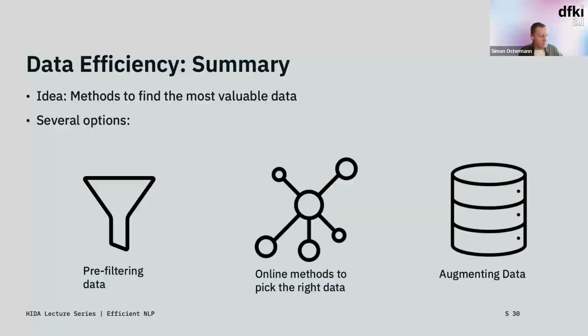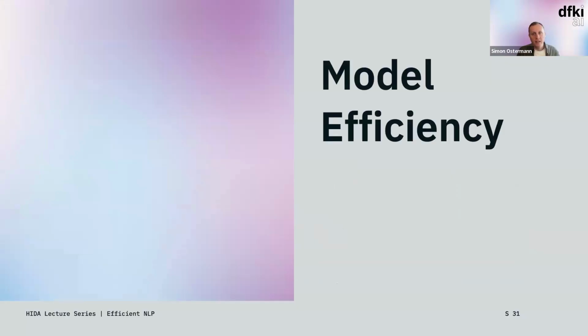Right, and this basically sums up the first part, which is data efficiency, where the idea is to find the most valuable data, to make the most out of the available data, or to increase the data that you have. So we talked about pre-filtering, online methods to pick the right data, and augmenting data. But as I said, this is just the tip of the iceberg and a very rough overview over what is done. Right, with that, let's move to model efficiency.